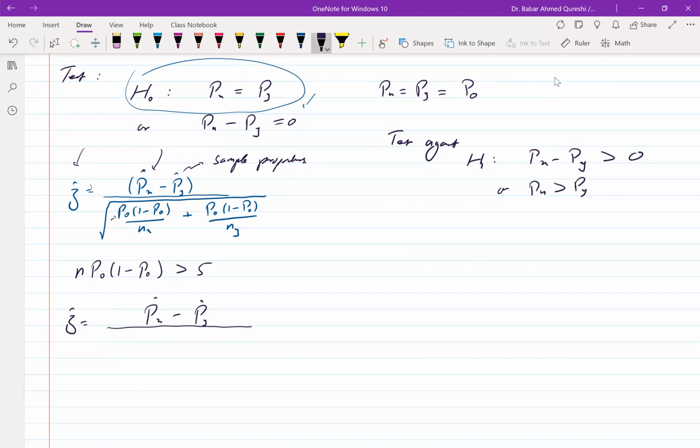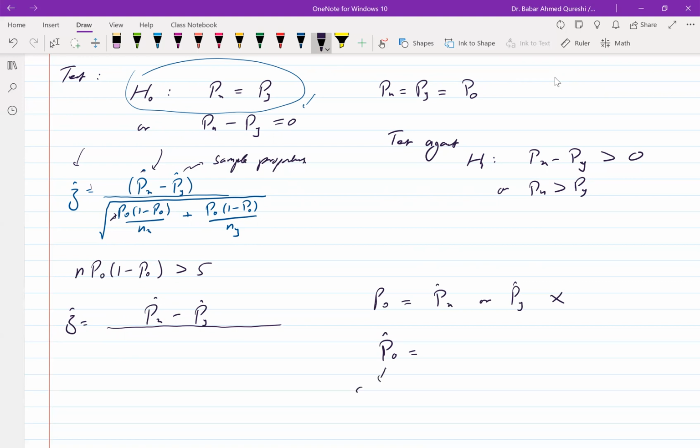But we are assuming that P naught is the same for population X and population Y. So which sample value should I take? Should I put P naught equal to the sample value coming from X or Y? Well, obviously both are samples, both are giving me some statistical information, so I should make use of the maximum amount of that information. So what I do instead is compute this P naught hat, the sample estimate.